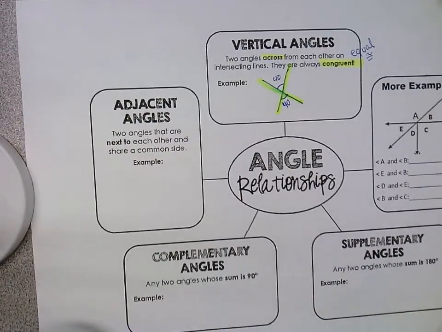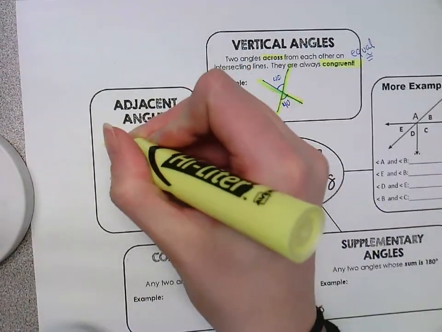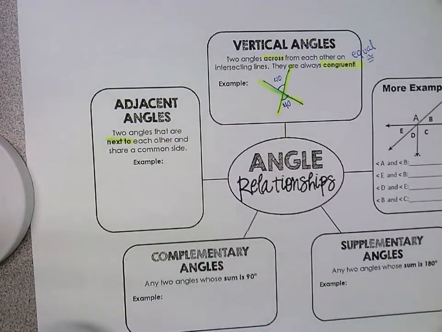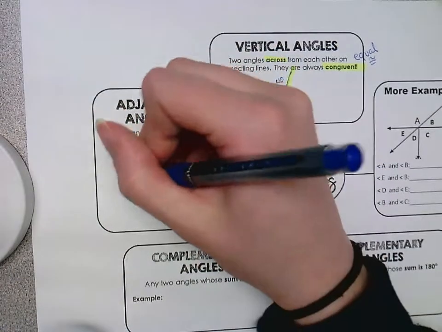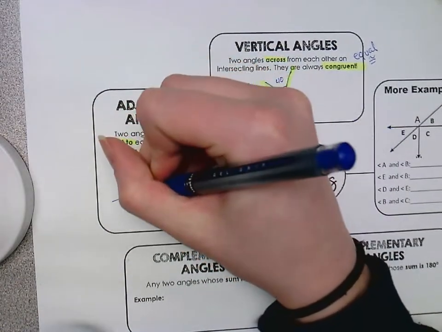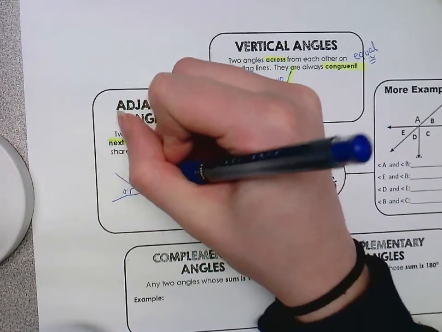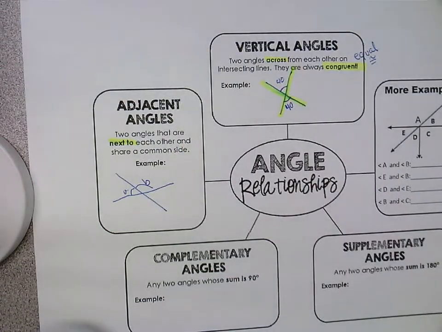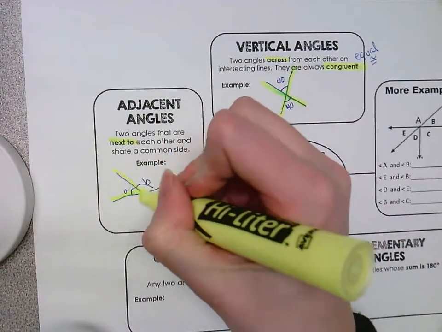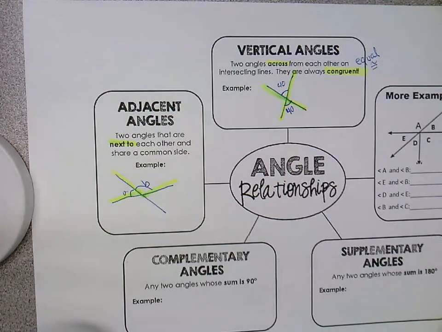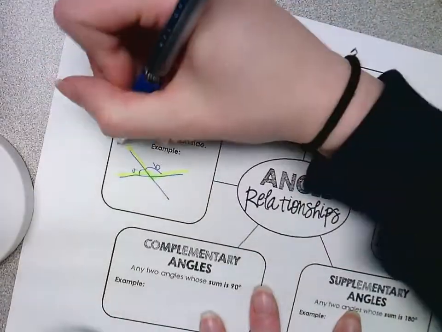Our next one we're going to look at is, to the left, adjacent angles. Adjacent means next to each other. So I'm going to highlight next to. They're going to share a common side. So for instance, if I have this angle A and angle B, they are next to each other. So angle A and angle B are adjacent because they are next to each other. They're going to share a side, so we share this side.